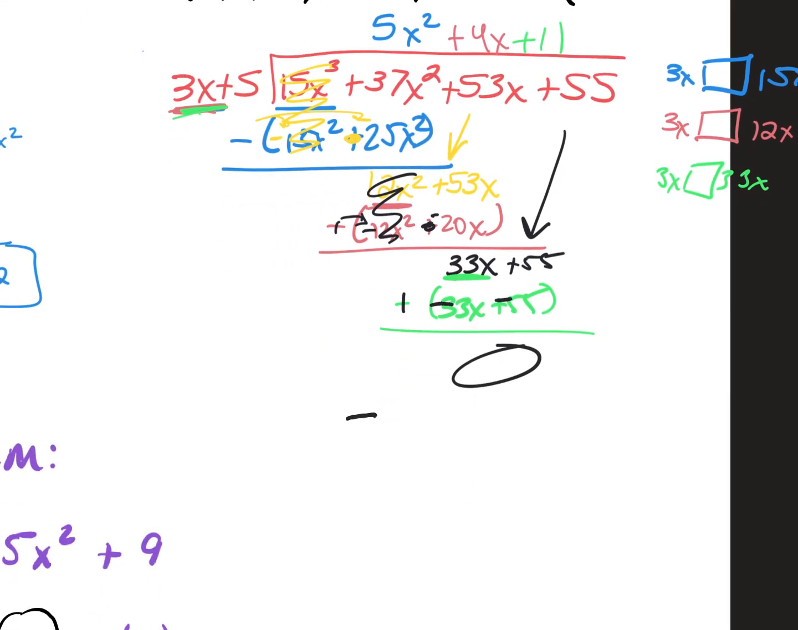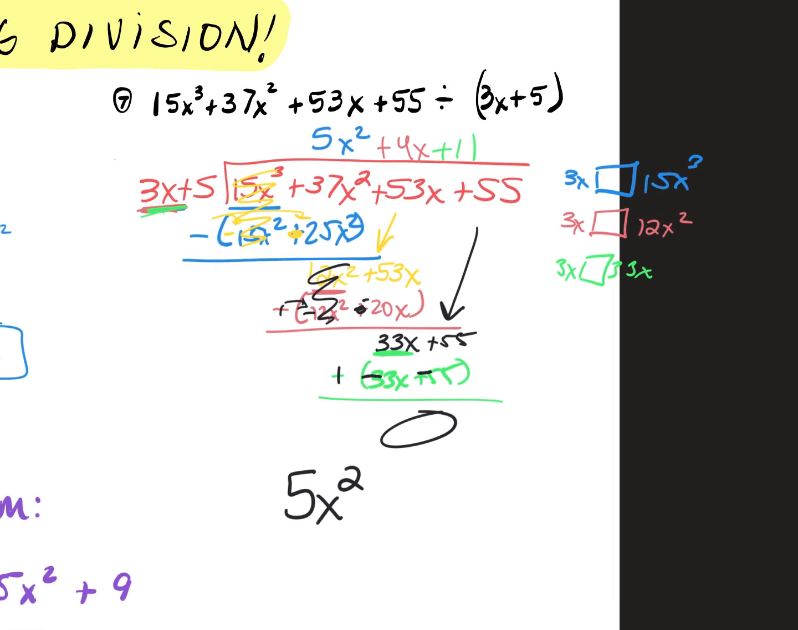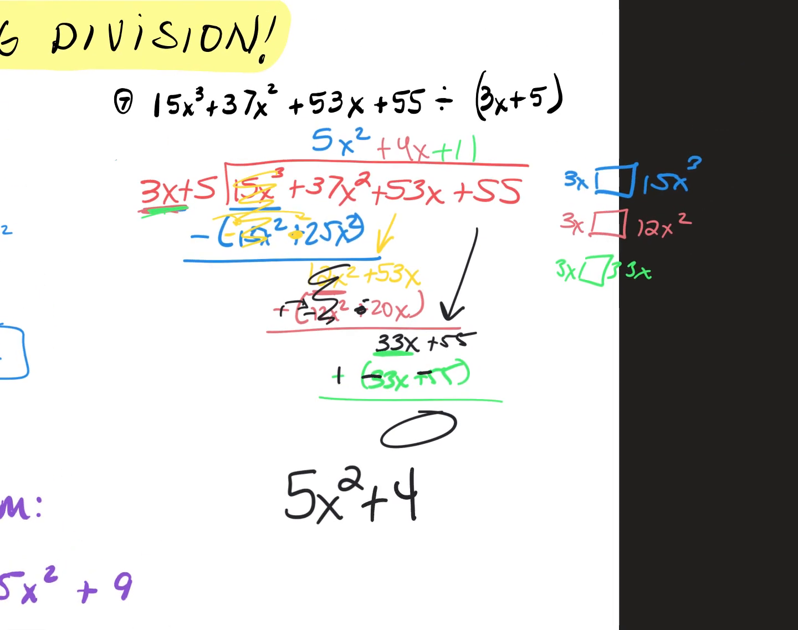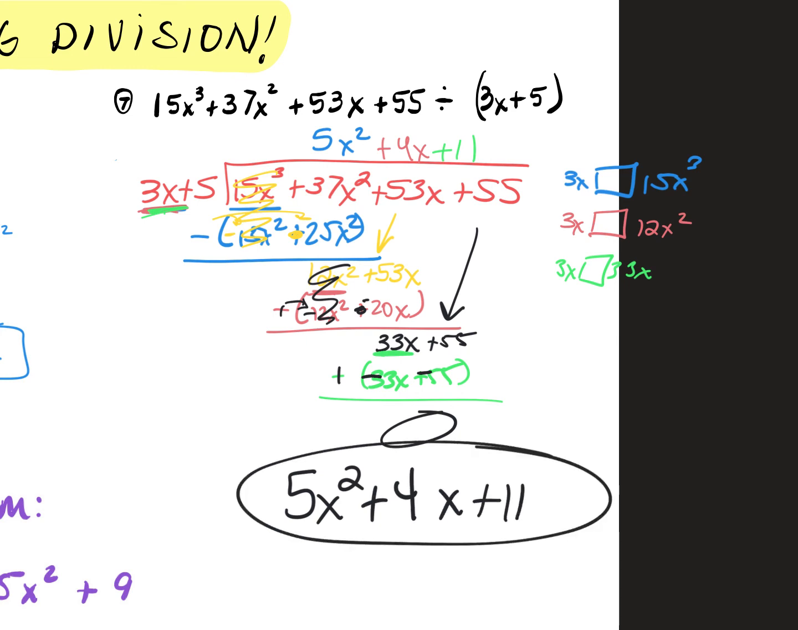You guys will probably have a remainder on yours. I'm just saying. So understand, girls, understand when you have your remainder what you need to do with it, okay? Like say it was a negative 2. You would write 5x squared plus 4x plus 11 minus 2 over 3x plus 5.